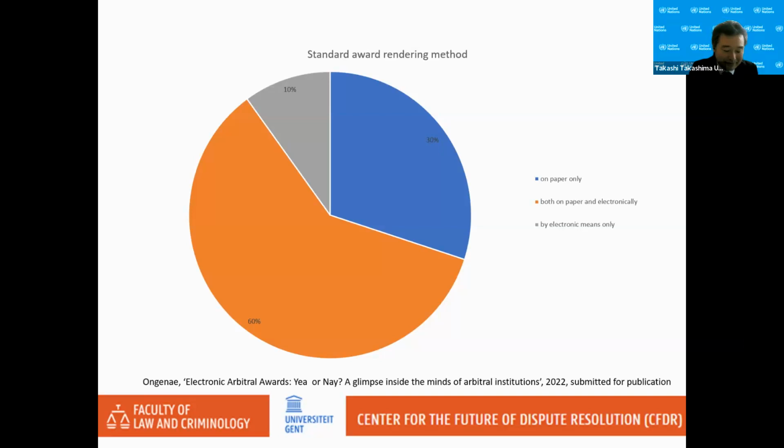And as you see in blue, 30% of the institutions responded that they still send awards exclusively on paper. And as you see in gray, 10% of the institutions responded that they had experience issuing electronic originals. And the majority, you see in orange, 60% of the institutions, responded that they had experience providing both paper and electronic versions. But of the 60%, 80% of the institutions indicated that these electronic versions consist of mostly simple scans of the wet ink originals.